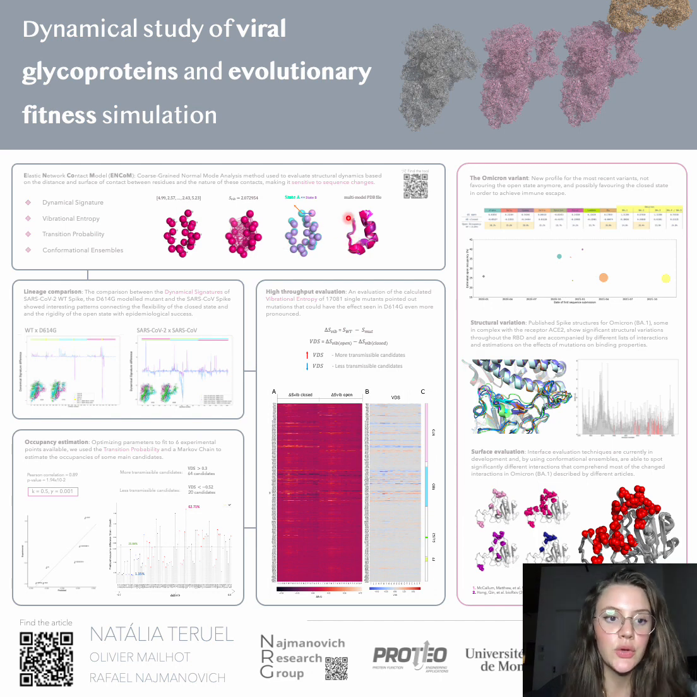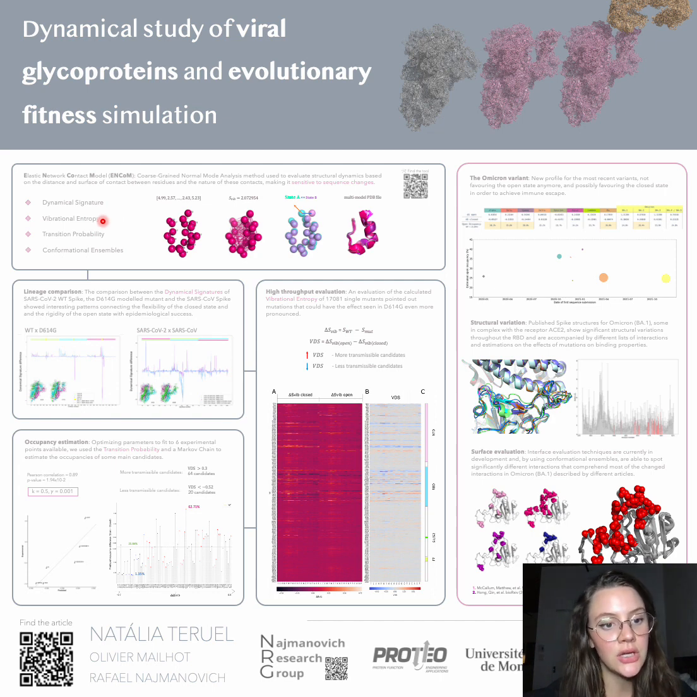To do this work, we use ENCoM, which stands for Elastic Network Contact Model, and it is a coarse-grained normal mode analysis method that was previously developed in our group. You can find it here as a Python package. ENCoM has different functions that we use. First of them is the dynamical signature. That is a kind of a calculated B factor of this oscillating structure of residues kind of connected by springs. And it gives us as output a vector with different values associated with the flexibility of each residue.